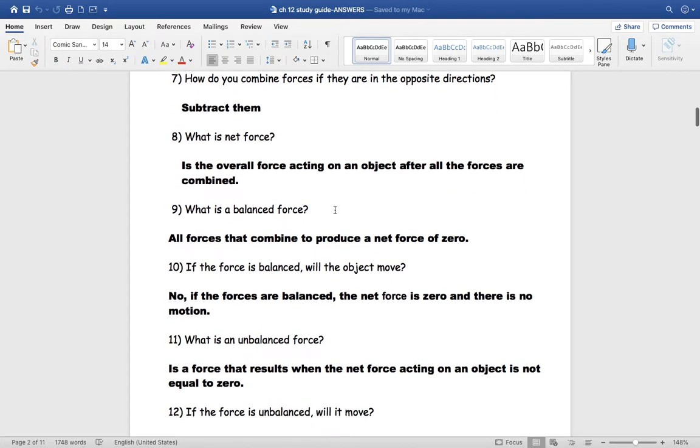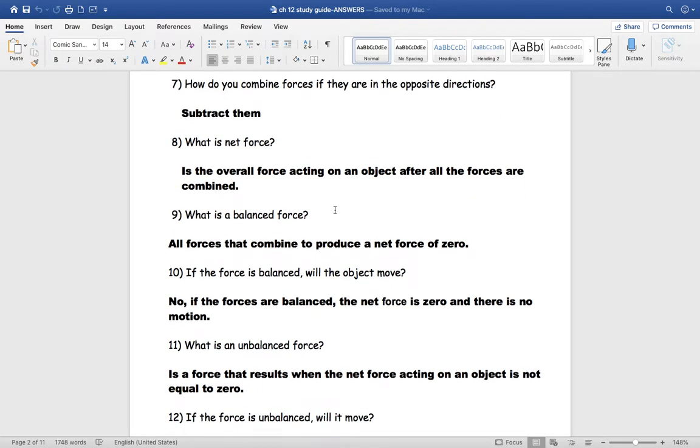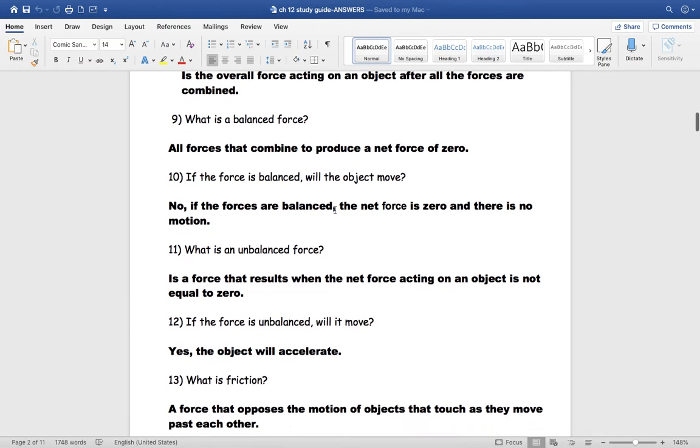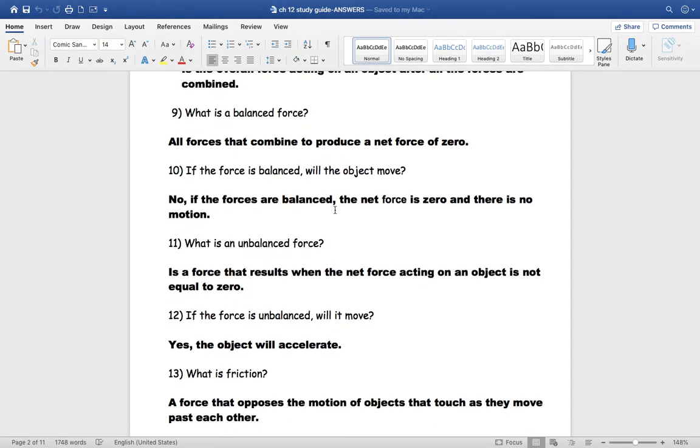Number eight, what is net force? It is the overall force acting on an object after all the forces are combined, either subtracted or added. Number nine, what is a balanced force? All forces that combine to produce a net force of zero. That basically they balance out and cancel out.